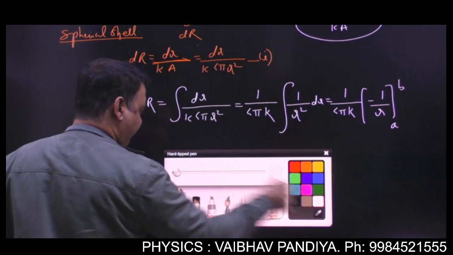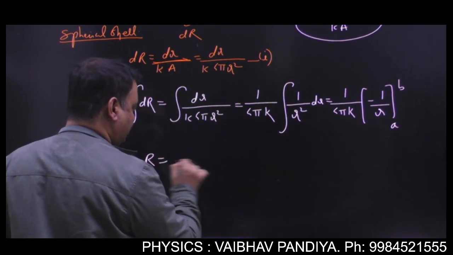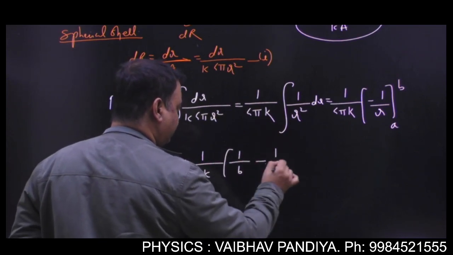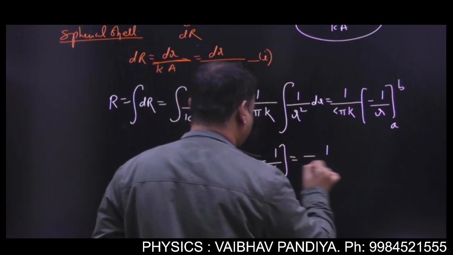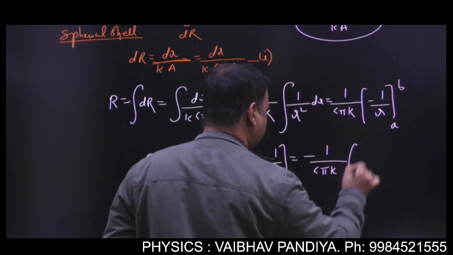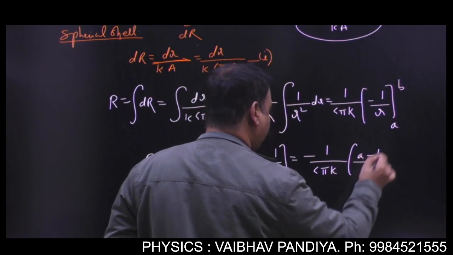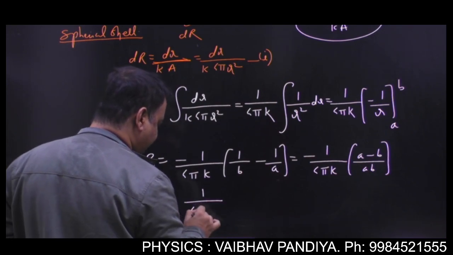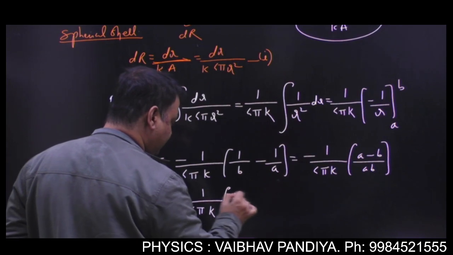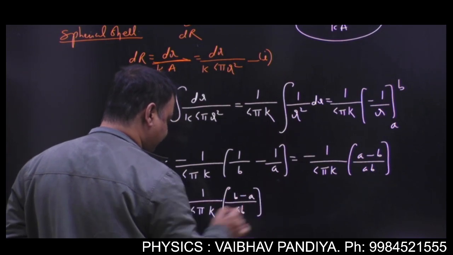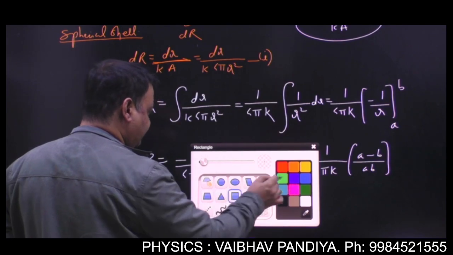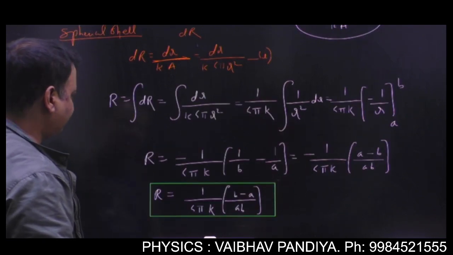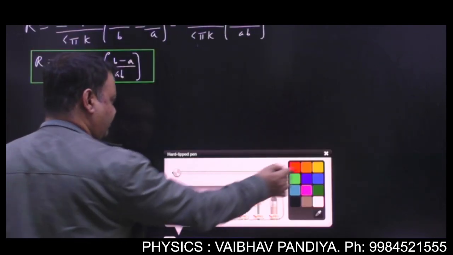So your R will come to be, I can take minus outside, 1 by b minus 1 by a. So I'll get minus 1 by 4 pi k a minus b by ab, and if you remove the minus outside, reverse the order, so 1 by 4 pi k b minus a by ab. This is the answer. So this is the resistance of a hollow sphere between inner and outer surfaces. Got it?